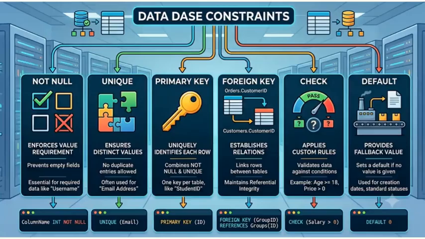SQL provides several types of database constraints. Today we'll study each one with suitable examples. The types of database constraints include not null constraint, unique constraint, primary key constraint, foreign key constraint, check constraint, and default constraint. We'll start with the not null constraint.